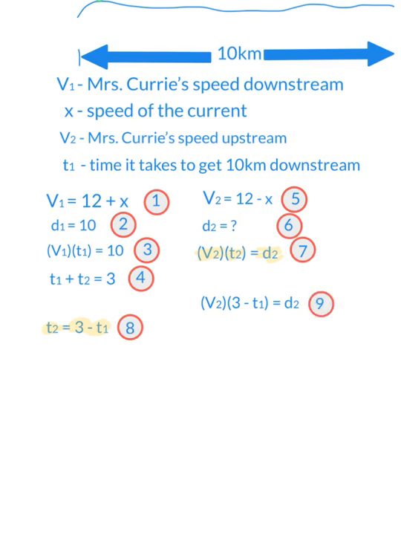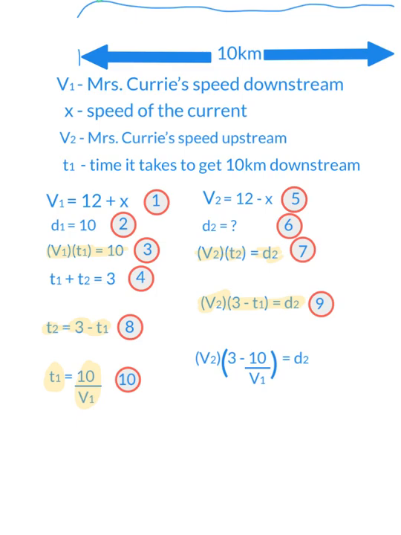All right, now I want to replace the T1. And if you look at equation number 3, V1 times T1 equals 10. So I'm going to rearrange that to T1 equals 10 divided by V1. We'll call that number 10. Okay, number 9 says V2 times 3 minus T1 equals D2. Well, I'm going to now replace the T1. Eventually, we're going to only have one variable. So V2 times 3 minus 10 divided by V1, because T1 equals 10 divided by V1. And that equals D2 still.